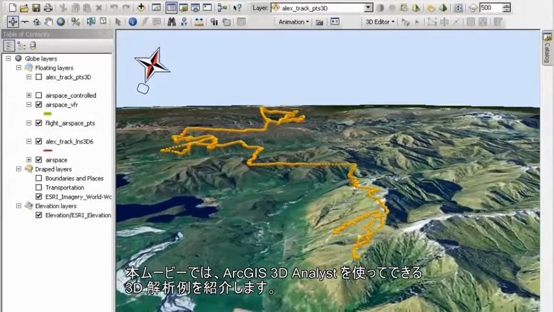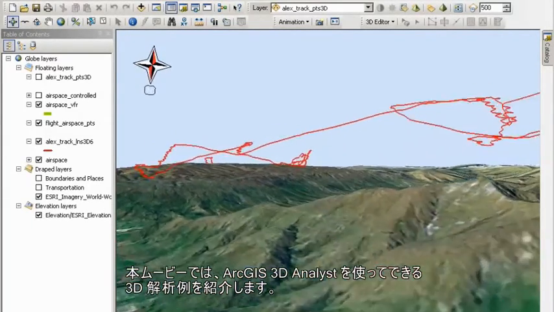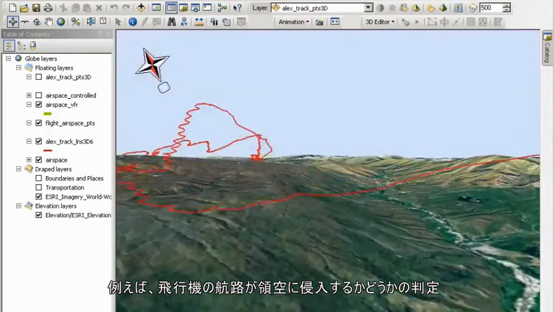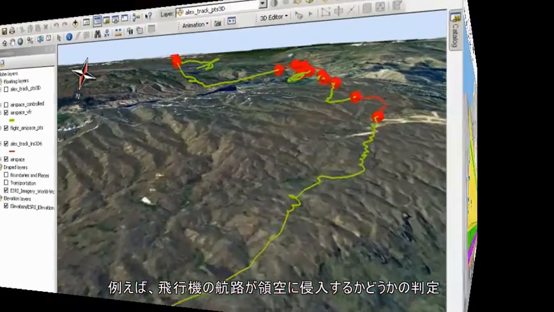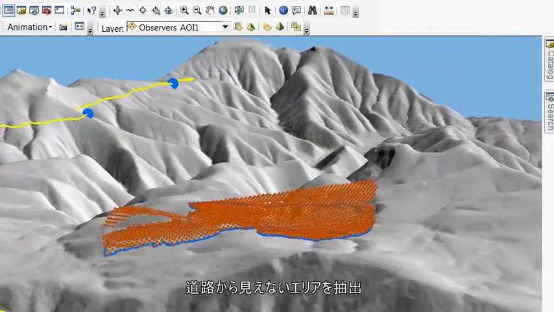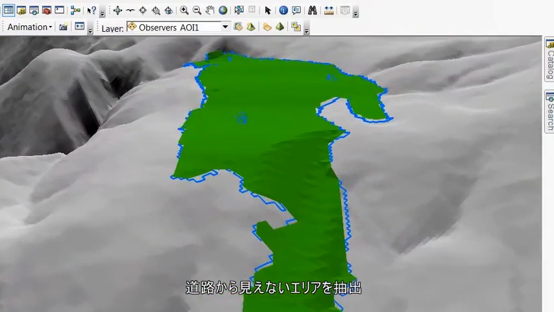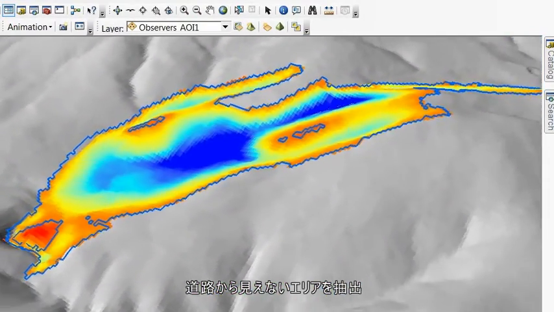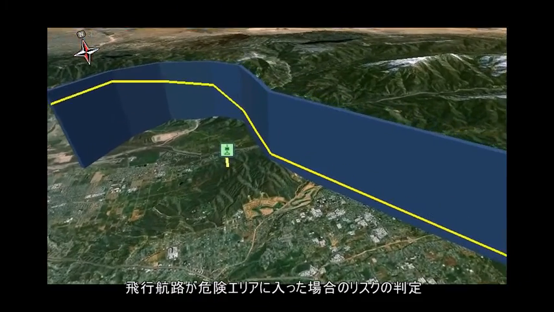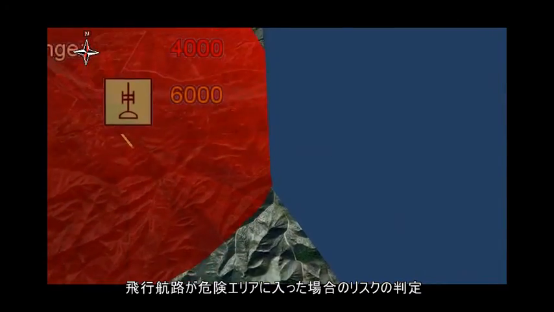Our world is 3D, and certain spatial questions can only be answered in 3D space. For example, did this aircraft, the red line shown here, enter airspace? Or which areas are not visible from the road, and what is the depth of invisibility in those particular areas? What's the risk of flying along a planned route, taking into account the range domes of anti-aircraft guns?